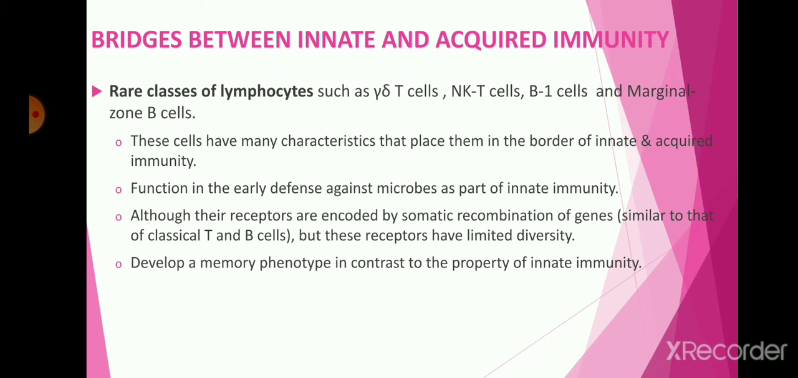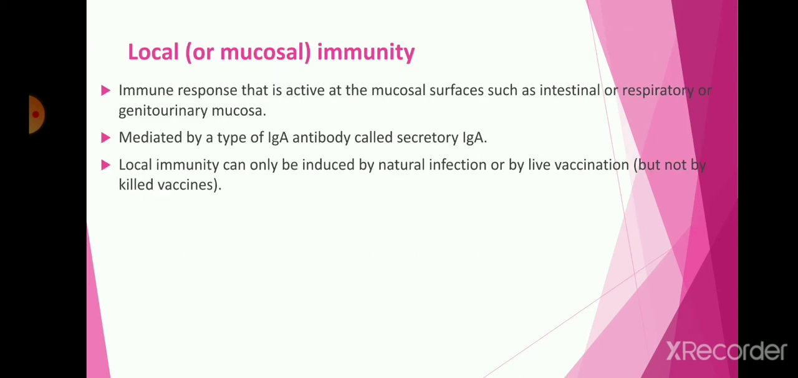Also, adaptive immunity develops a memory phenotype, in contrast to innate immunity, because innate immunity doesn't carry memory, so it cannot recognize microorganisms that have invaded the body of the organism before. But adaptive or acquired immunity develops memory in T cells or B cells, which is useful for recognizing the microorganism and producing antibodies against it immediately after the second exposure.